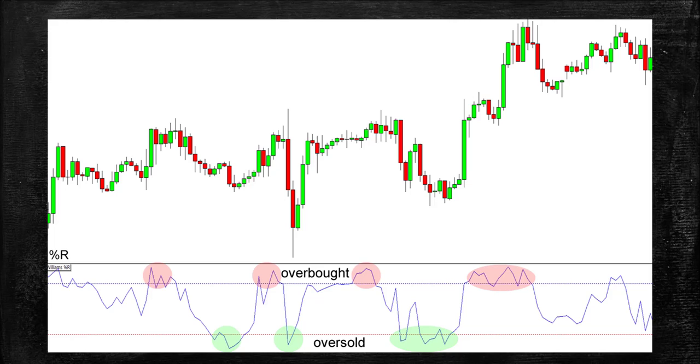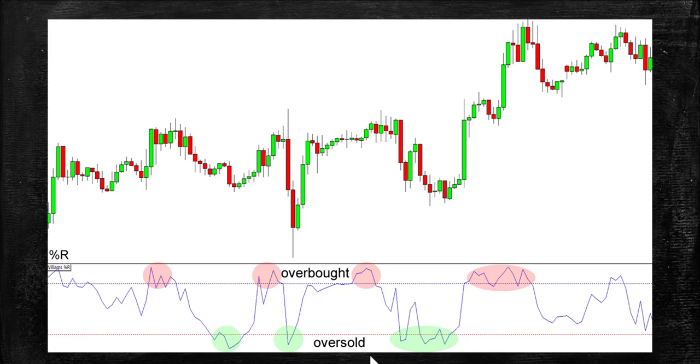Do you guys remember this video? If you don't, a long time ago, in the early days of the channel, I came out with a video on the Williams %R, which is a very common indicator. It is included in most MT4 packages. And the idea of it is an overbought, oversold indicator. So when price gets up here, you're overbought. When price gets down here, you are oversold.